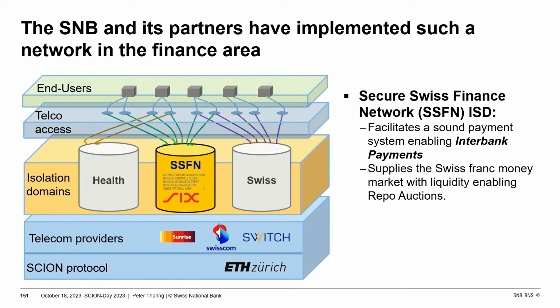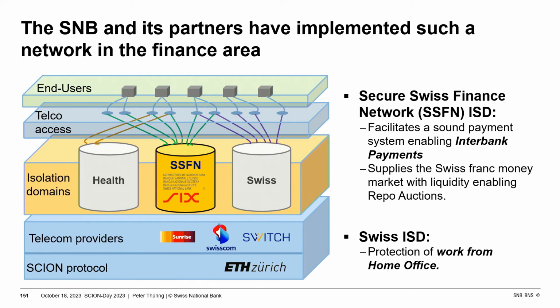it has launched the Secure Swiss Finance Network, so-called SSFN, an isolation domain for secure communication between participants in the financial center and the Swiss financial market infrastructure, like the Swiss interbanking clearing system. The SNB has already been processing interbank payments via SSFN since mid of 2022. And we are currently adopting the SSFN for the execution of repo auctions.